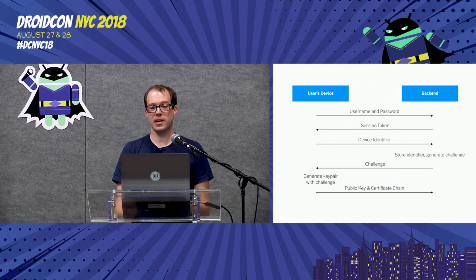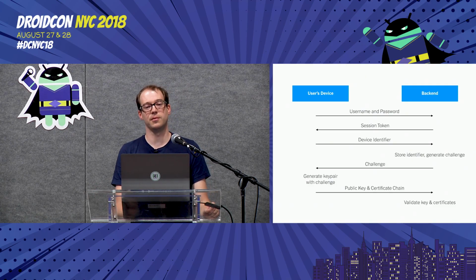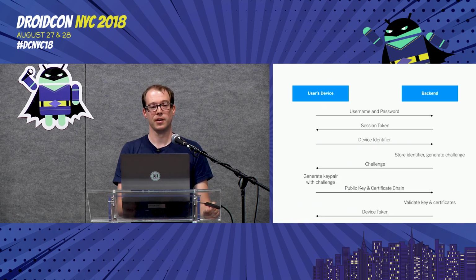So we send up the public key and the certificate chain to the backend for validation, and we validate that the key looks good, the certificate has the proper chain of trust, and that the challenge is baked into it. And finally, if all that checks out, then we get a device token that says you can use that signing key for authentication going forward.